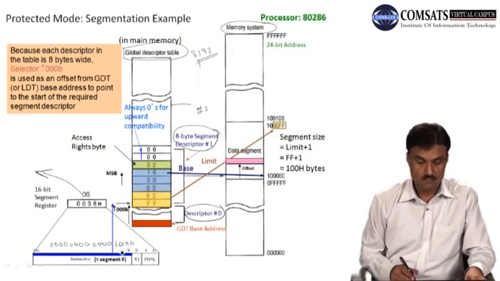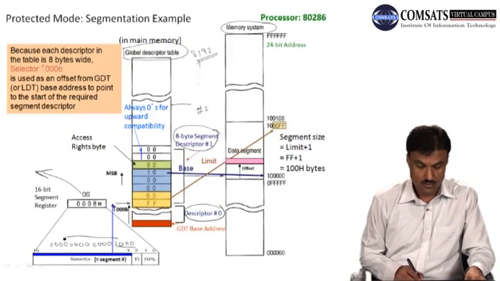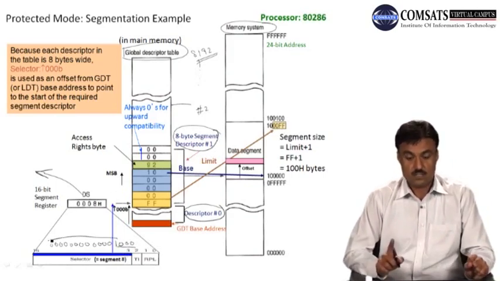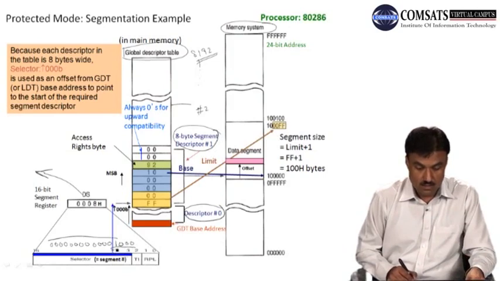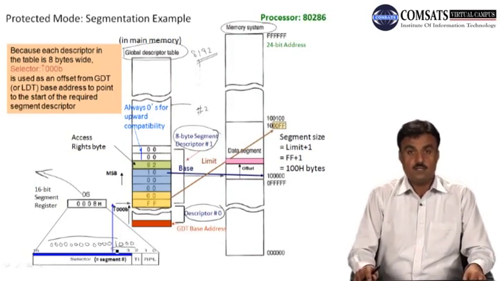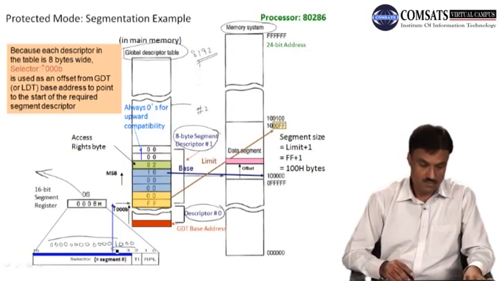These 3 bits are for T, the table selection, and the RPL, the requested privilege level, and so on. This is the descriptor selector. The descriptor we are selecting is segment descriptor number 1. Our descriptor number 1 is being selected by this DS segment register.